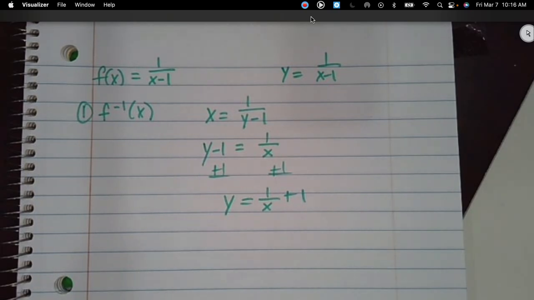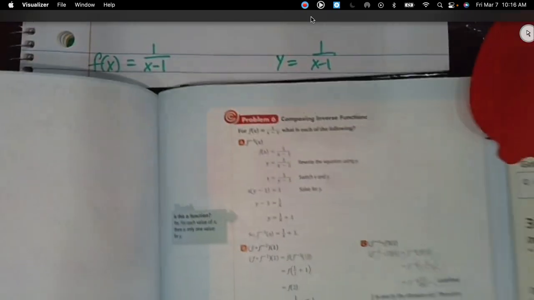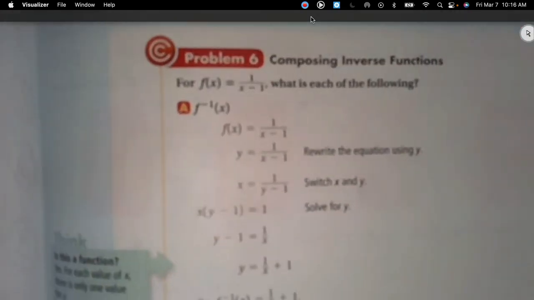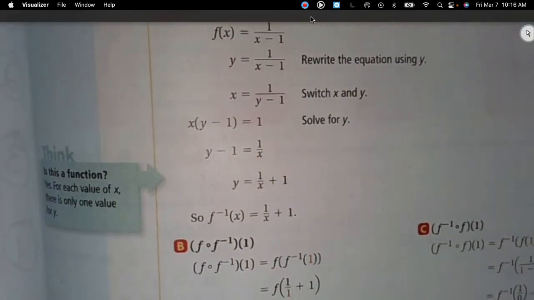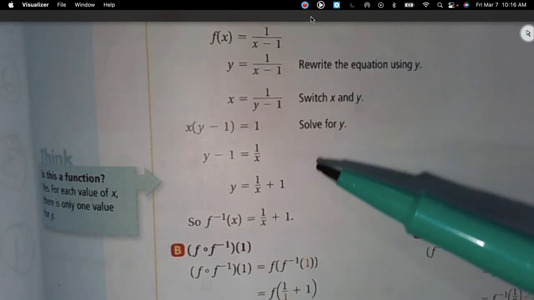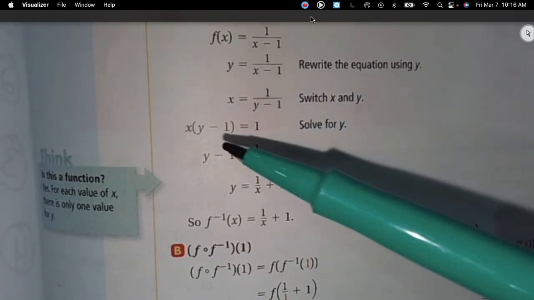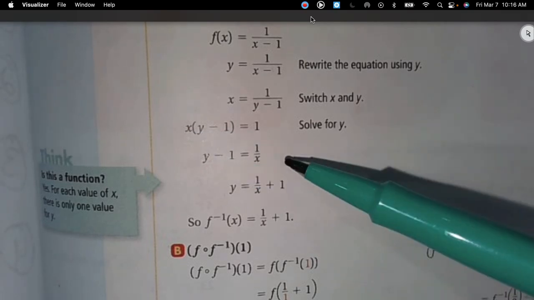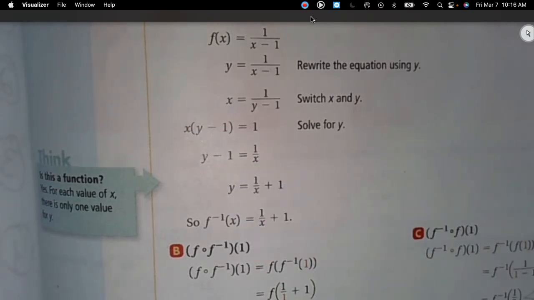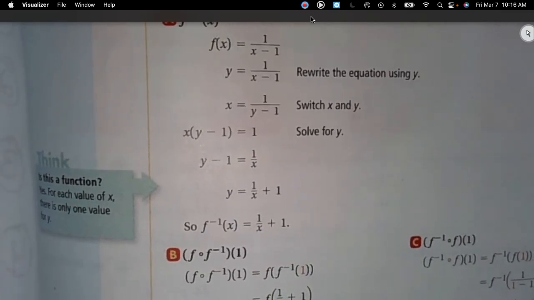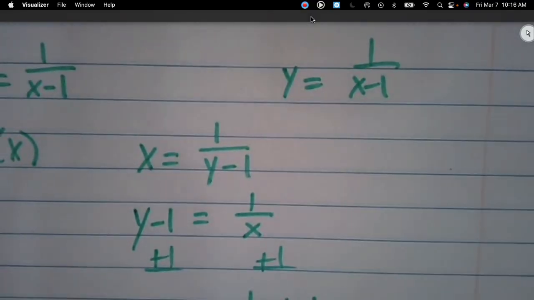Okay? How was that? I'm looking at their steps. Here's where it shows all their steps. Same problem. I just did a little shortcut with it. This is all of theirs. They switched their x and y, multiplied by y minus 1, divided by x, added their 1. Okay? How are we with that? We're okay. So we've been doing inverse functions.